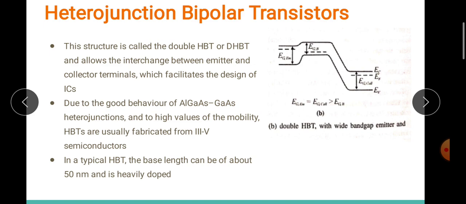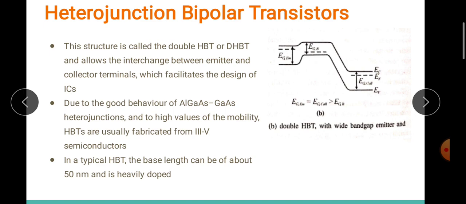Yes, I hope this is clear. What is an HBT? Normal BJTs with your emitter region fabricated with a wide band gap semiconductor. Why is this done? How does it improve the amplification factor? Other possibilities for modifying the structure? That's what we have seen so far, right?